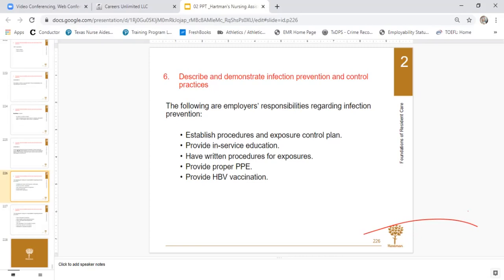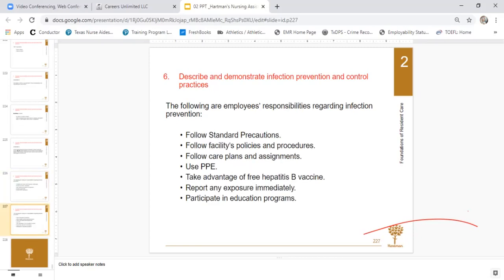So MRSA, again, is a very common one. VRE is a common one. TB is a common one. The shingles, or varicella, or we call it herpes zoster, is a very common one. So it's important that you familiarize yourself with these different bacterias. And there's a bunch more, but those are the most common ones that you're going to see in long-term care because that's what we're dealing with, okay?